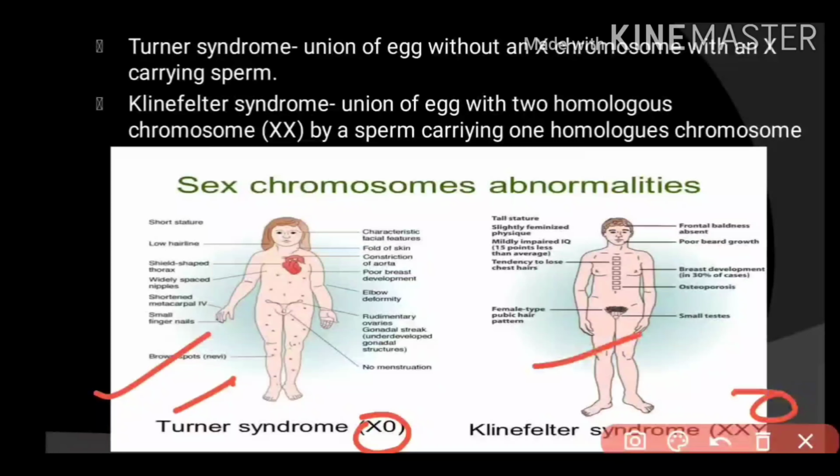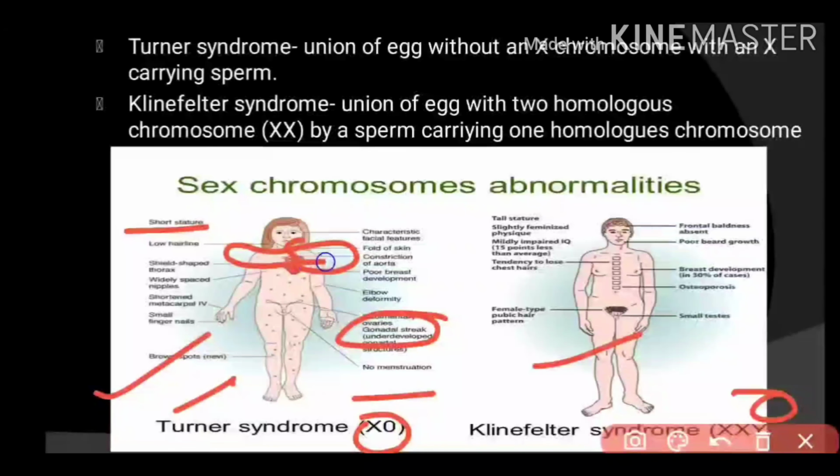So let's see the symptoms of Turner syndrome. These people have short stature, no menstruation, and rudimentary ovaries, which means the ovaries are inactive or very small, and the uterus is also very small. There is loose skin of the neck, and these people have some masculine characteristics like heavy neck muscles, whereas the hips are very narrow.